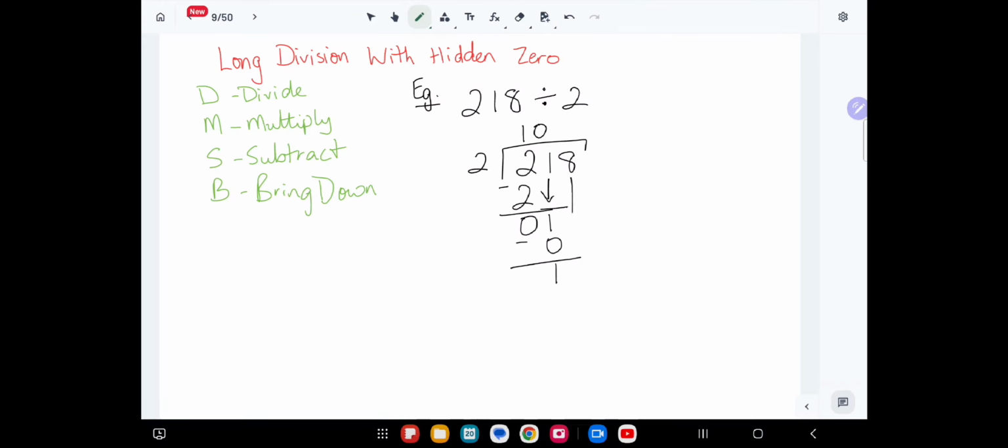Next step is to bring down, which is 8. This number becomes 18. 2 could go into 18 9 times. 9 multiplied by 2 is 18. Next we subtract. 8 take away 8 is 0. 1 take away 1 is 0. There are no more numbers to bring down, so our answer is 109. And that's it for long division.